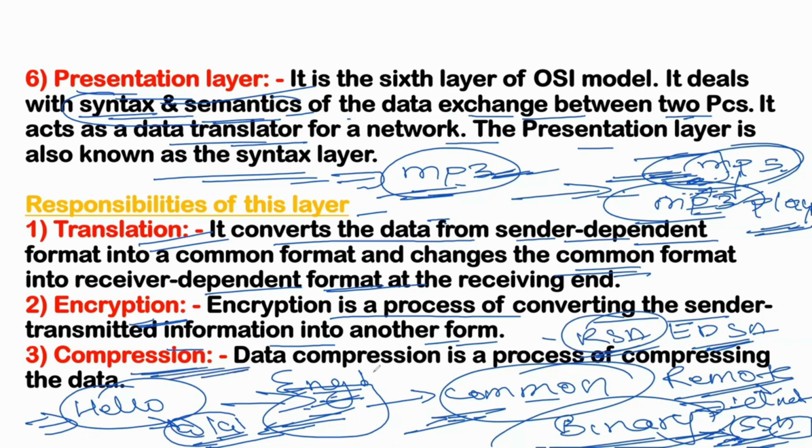Next is compression. Data compression is a process of compressing the data, which means on the presentation layer data will also be compressed. Suppose you have 1 GB of data, then it will be compressed to, say, 900 or 800 MB. Then it will be sent on the network, and it totally depends on the application you use to send the data. So this is called compression, and these three responsibilities are related to the presentation layer, right?